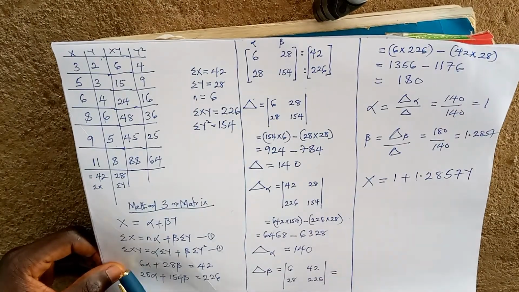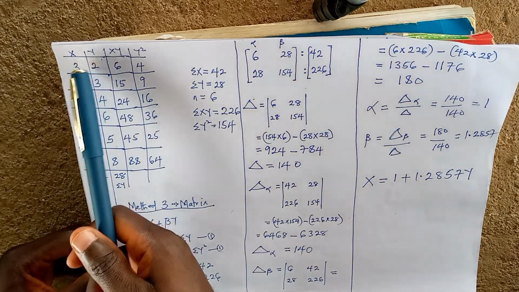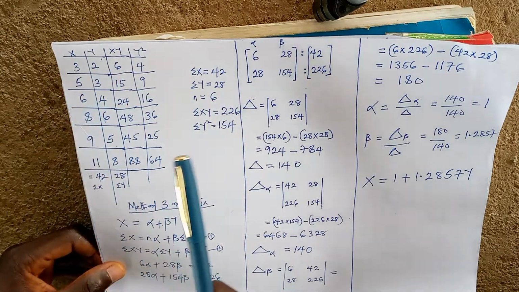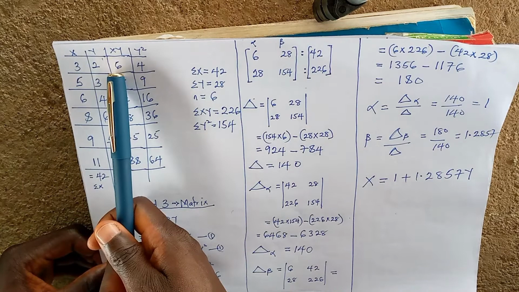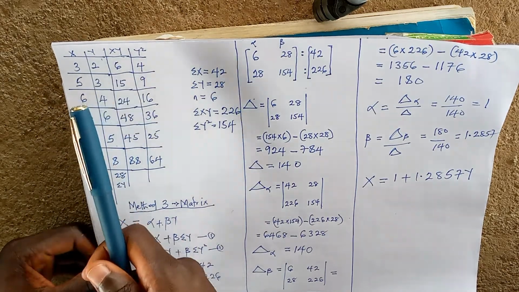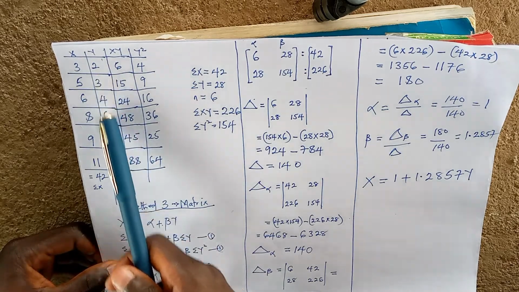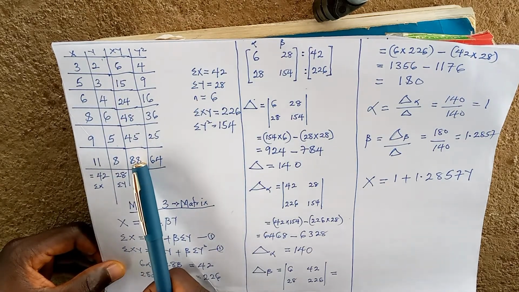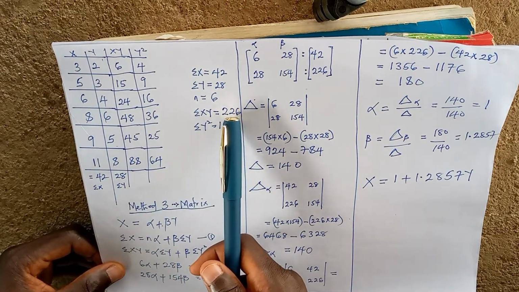Now we have summation xy. Summation xy is the multiplication of these two columns. Each value in this column is multiplied together to get summation xy, and that's why we have 3 times 2, we have 6, 5 times 3, we have 15, 6 times 4, we have 24, 11 times 8, 88, and adding all this together will give us summation xy, which is 226.